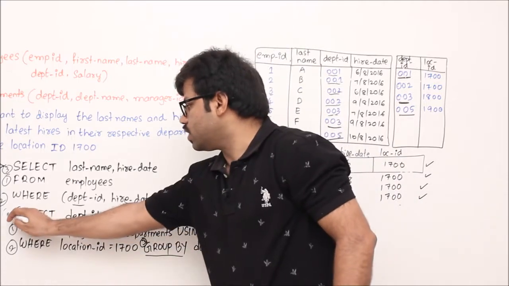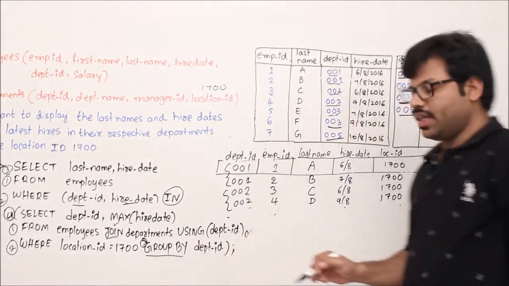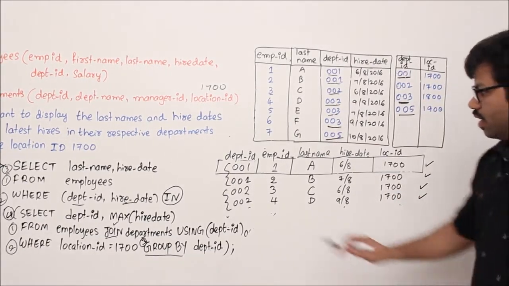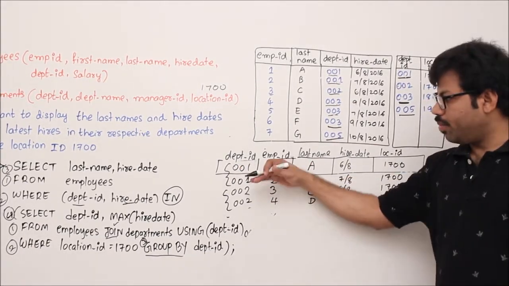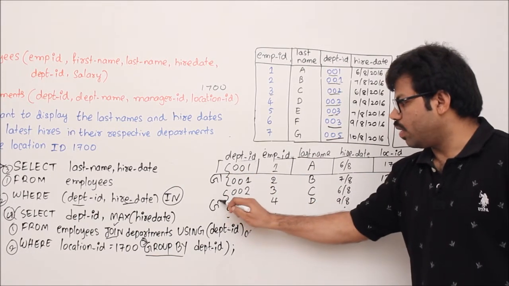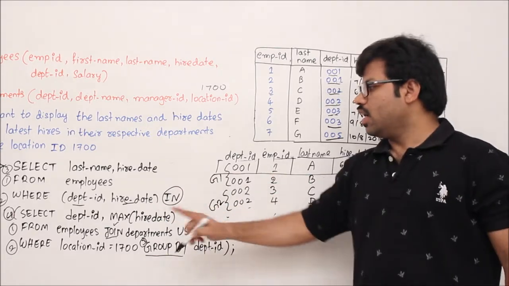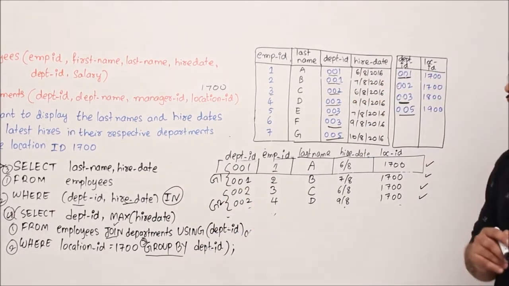Then final step is this one, select. Step number 4, I can say. So group by department ID. Let's do the group by department ID. Already your data is grouped by department ID. I can say that this is group number 1, this is group number 2. Since there is no having clause, directly we will go to select clause and print department ID comma max hire date.